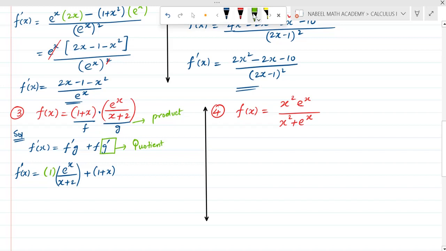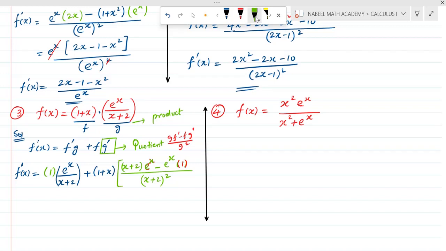Now you have to apply the quotient rule for g. So what is the quotient rule? This is x plus 2 whole square. X plus 2 is fixed. What is the derivative of e power x? E power x, minus e power x is fixed. What is the derivative of the denominator? Which is equal to 1. So here I am doing the derivative, and here e power x is the derivative. So I write the rule here, f prime g plus f g prime. So this is what we have done.